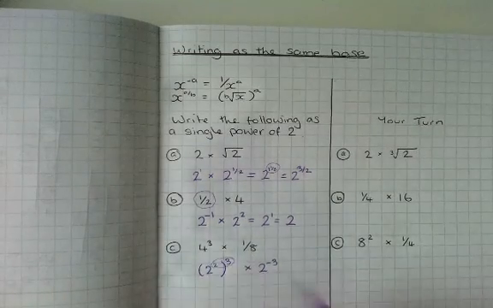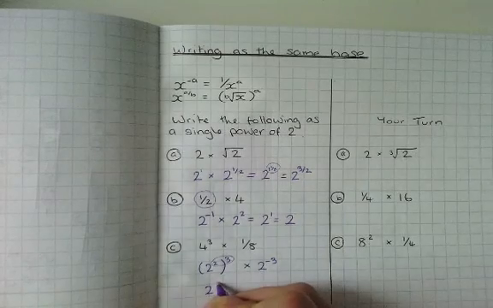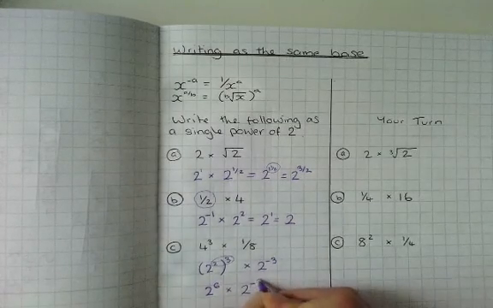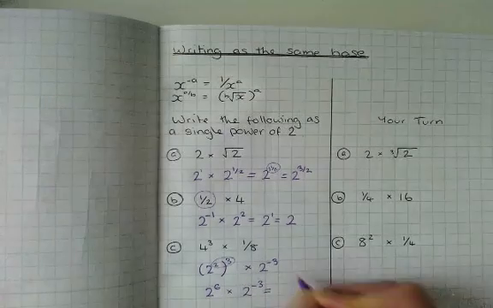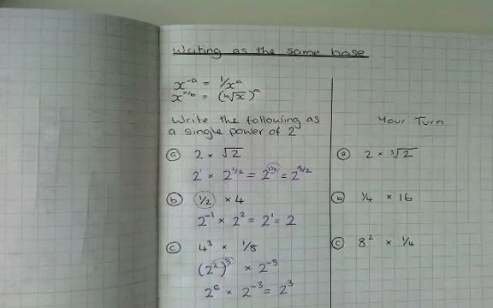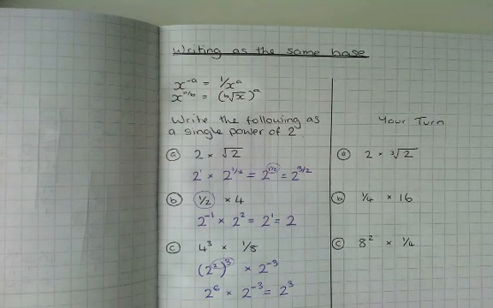I'm going to expand these brackets by multiplying these two numbers, so it's 2 to the power of 6 times by 2 to the power of -3, and then I'm just going to add the powers like before, so this is 2 to the power of 3. Right, pause the video and have a go at the your turn questions on the right hand side.